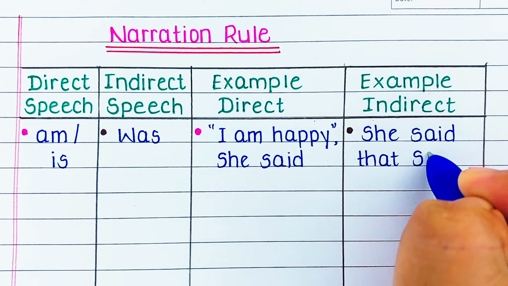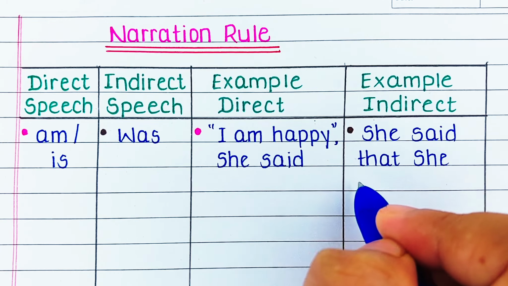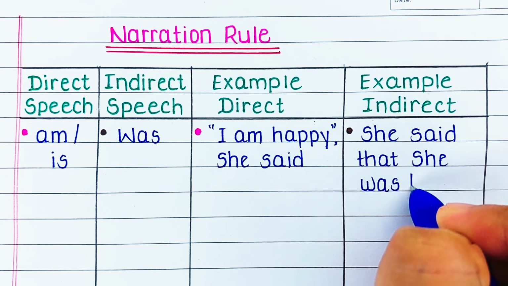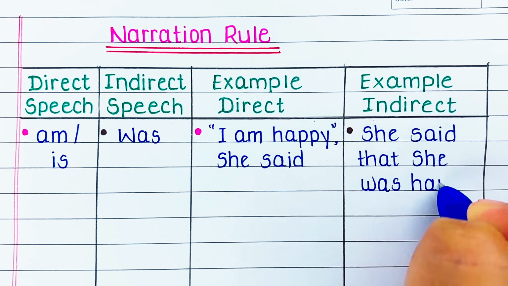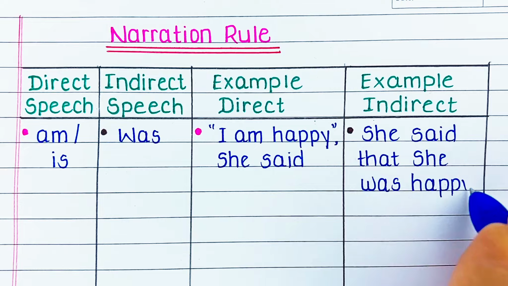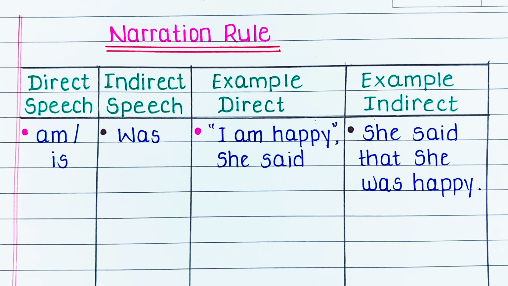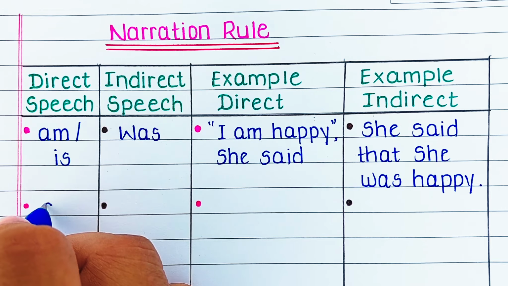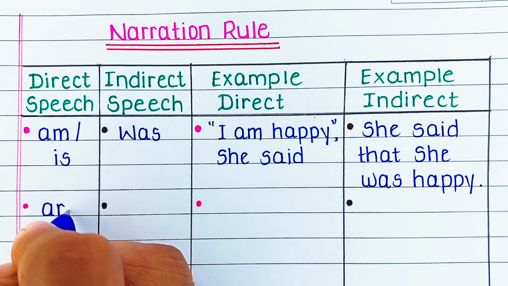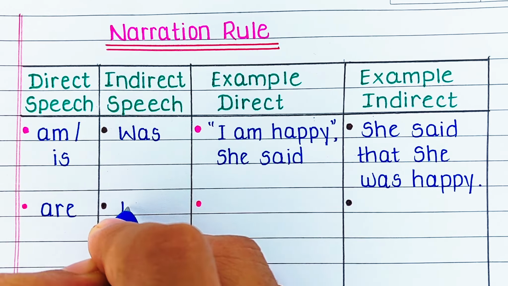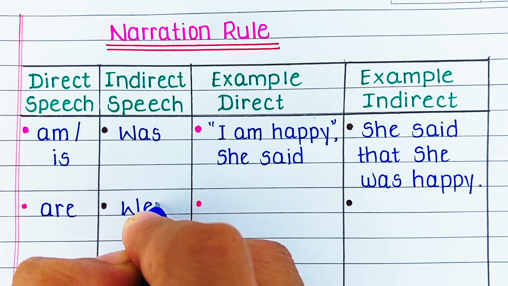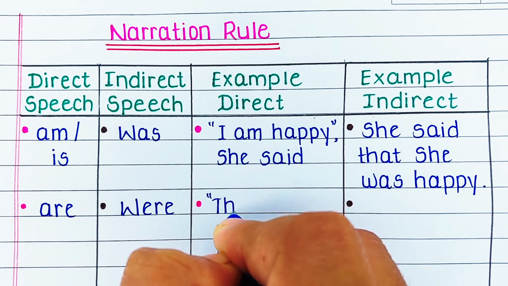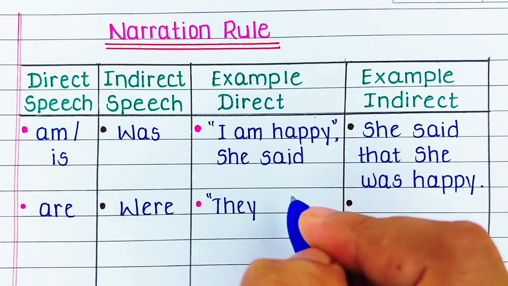First is am or is in direct speech should be converted to was in indirect speech. Let us understand this with the help of an example. The example of direct speech is "I am happy," she said. While writing it in indirect speech, we will write she said that she was happy. As you can see, am in the direct speech has been replaced by was in the indirect speech.